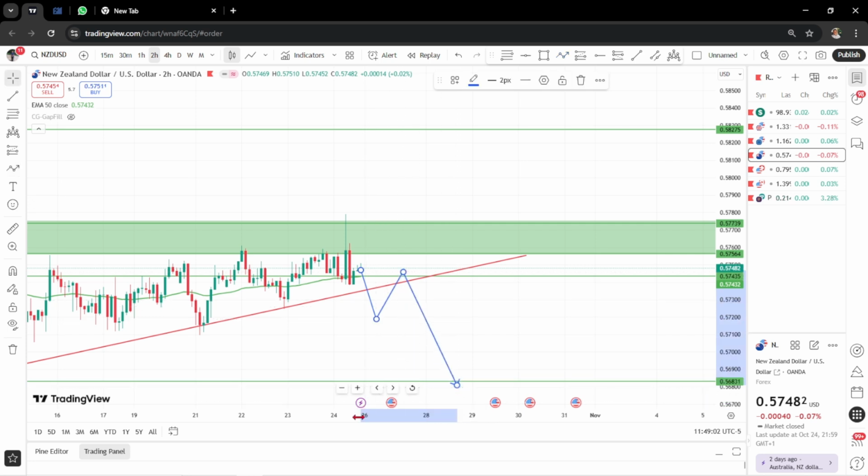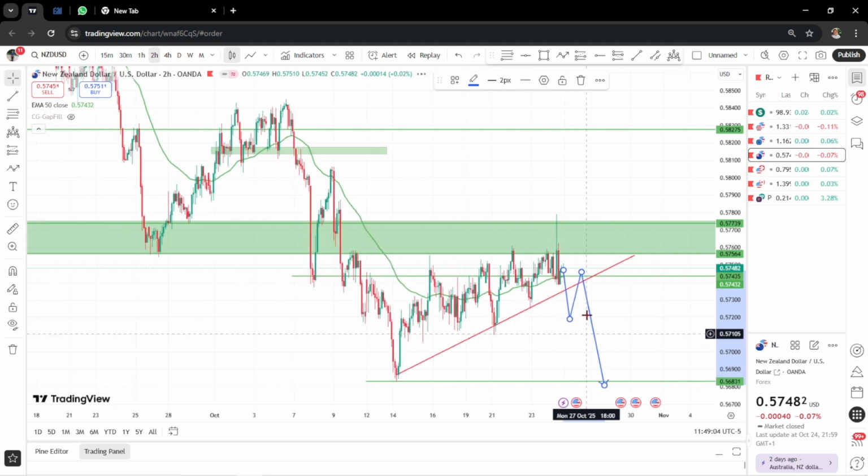Now I want you guys to see something. If this move is going to happen, it might be similar to this move, because whenever NZDUSD wants to make this move, it just drops massively. It will not even give you the opportunity to enter. So I'll be very careful on this pair.